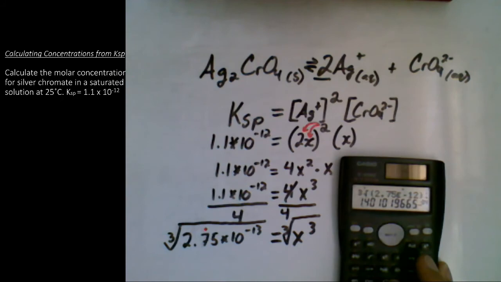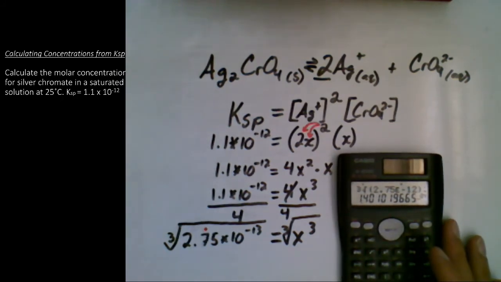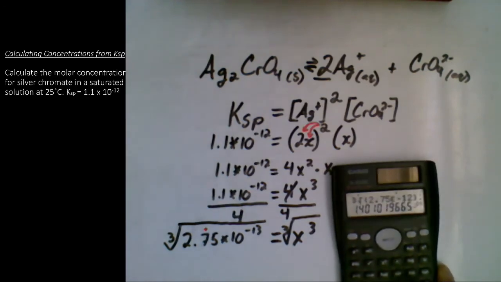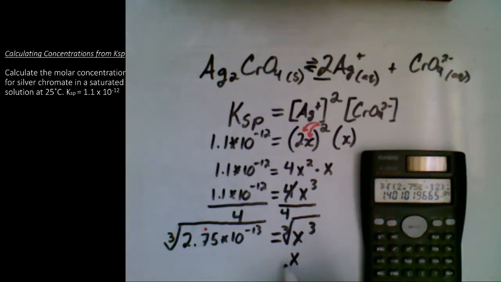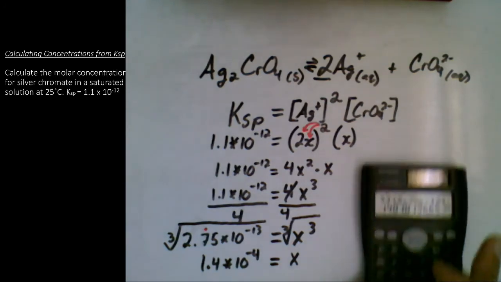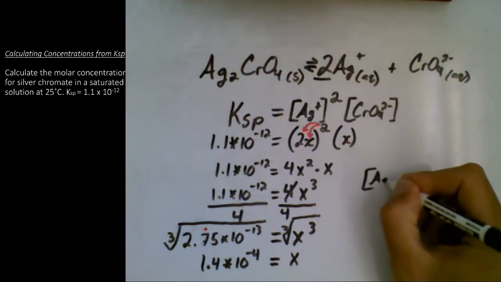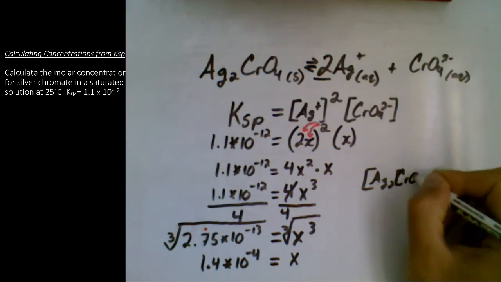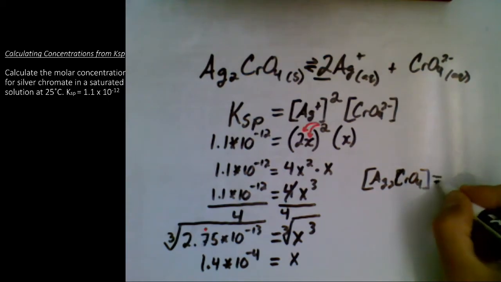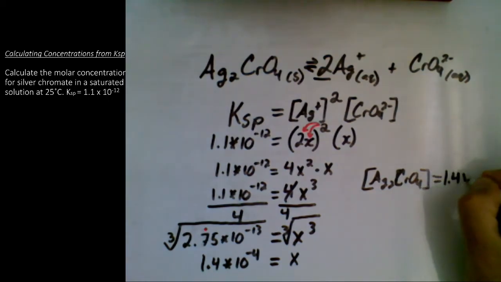And when you plug that into your calculator, you're going to get 1.4010 and so on times 10 to the minus 4. So that means here that x is 1.4 times 10 to the minus 4. Keep in mind, 2 sig figs, so 2 sig figs. Now the question initially was, what is the molar concentration? Well, that actually is x. When we say molar concentration, basically we're saying, what's the concentration of the substance dissolved in the solution? And for us, that's going to be x. So 1.4 times 10 to the minus 4 molarity.